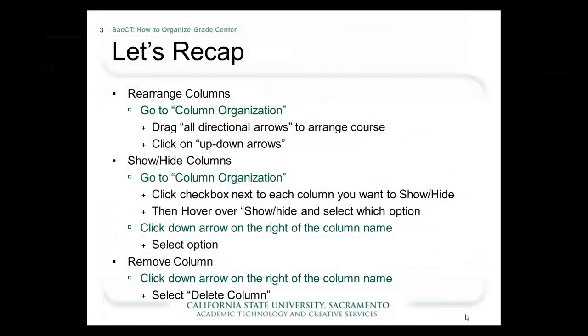Let's recap. To rearrange columns, go to Column Organization under Manage. You can then either drag the all directional arrows or use the up-down arrows. To show or hide columns, go back to Column Organization, click the checkbox next to each column you want to show or hide, then hover over Show Hide and select the option that you want. Or from the Grade Center, click the down arrow to the right of the column name and select your option. To delete a column, from the Grade Center, click the down arrow to the right of the column name and select Delete Column.